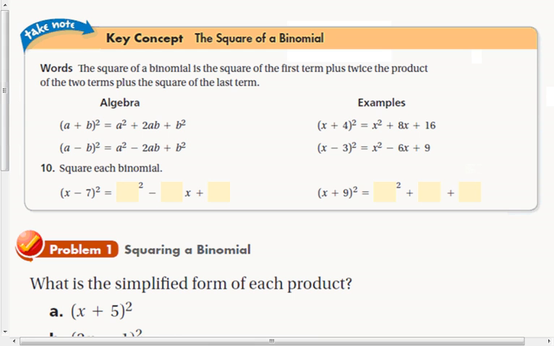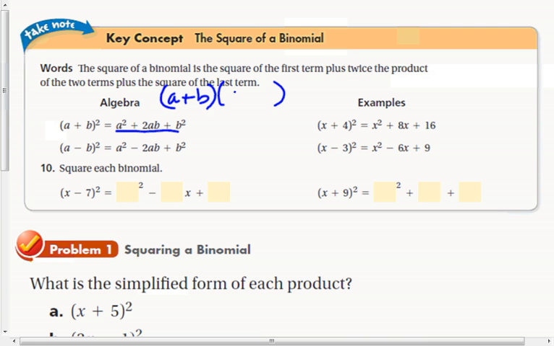All right, here's our key concept, the square of a binomial. A square of a binomial is the square of the first term plus twice the product of the two terms plus the square of the last term. In algebraic terms, it looks like this. Basically, all we're doing is expanding the expression a plus b times quantity a plus b. And when you do that, you get a certain pattern.